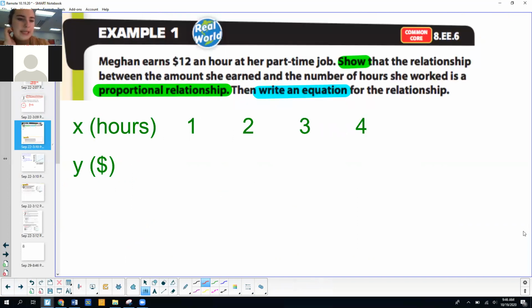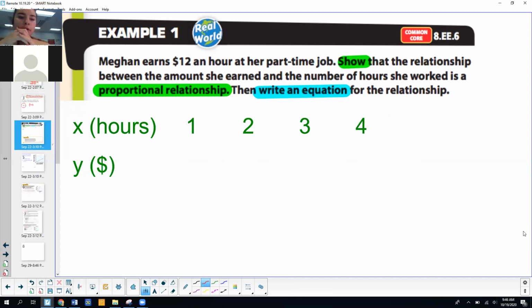All right, so we're gonna do an example. This says Megan earns $12 an hour at her part-time job. You guys are 8th graders, so you guys are like 13, you guys are gonna be working in a few years. So I remember I had my first job sophomore year of high school, so you guys aren't that far away.